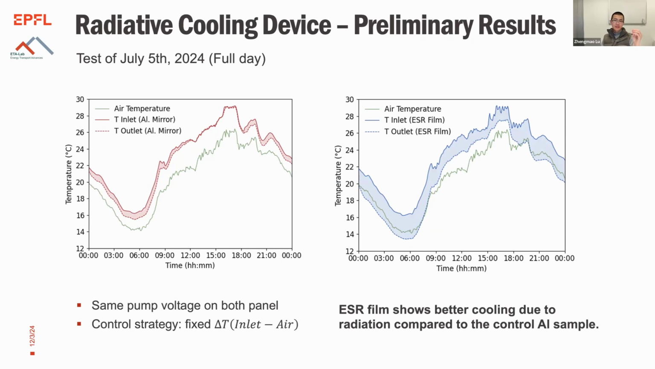So with the ESR film with additional radiative cooling, you can see that there's a much larger area in terms of the temperature drop from the inlet to the outlet. So this is kind of where we are. We have the platform to test things long term, and hopefully this summer we get to test some of the radiative cooling paints that we're also developing in the lab.